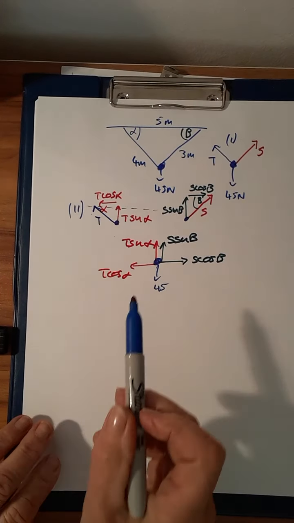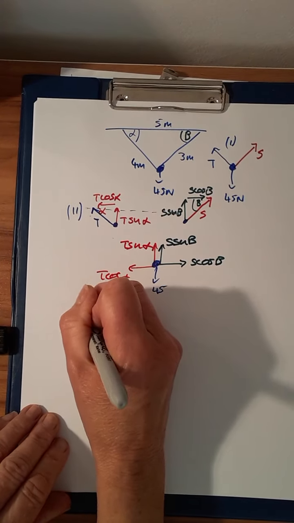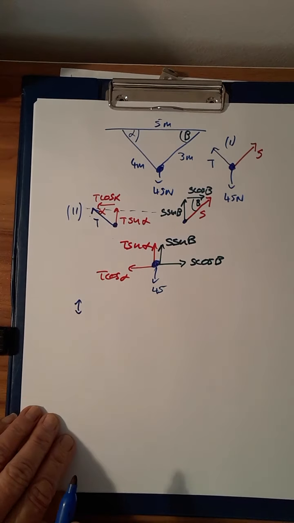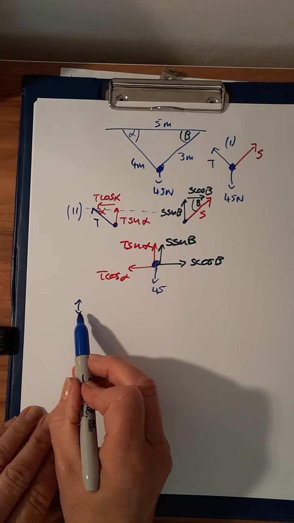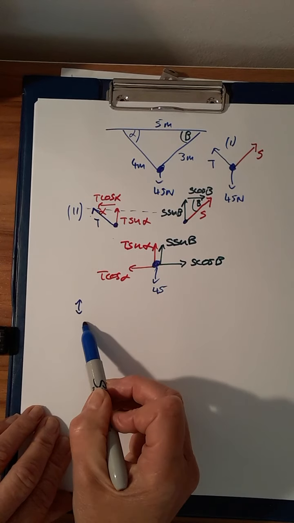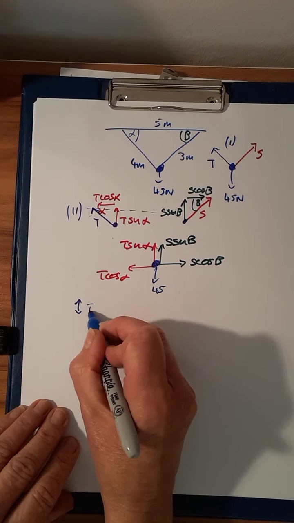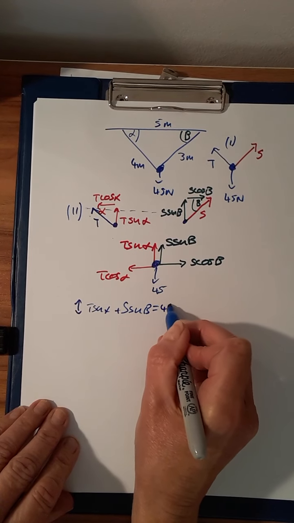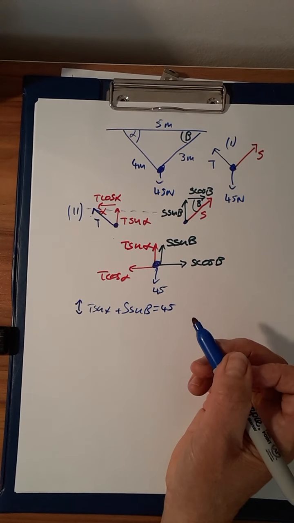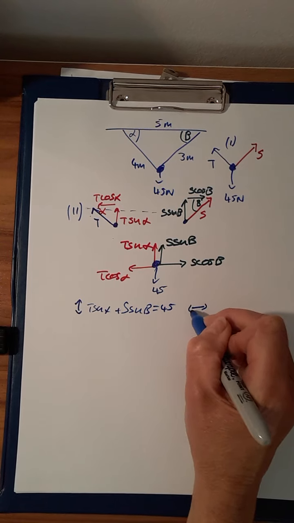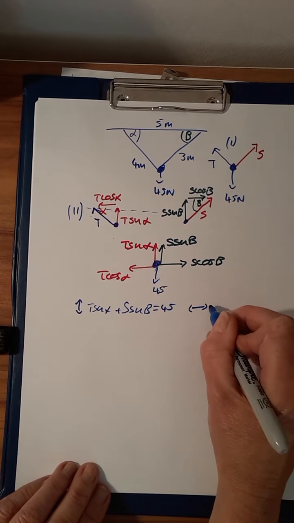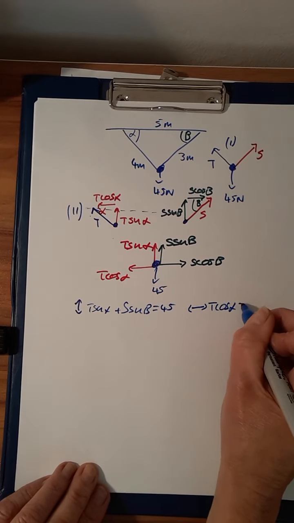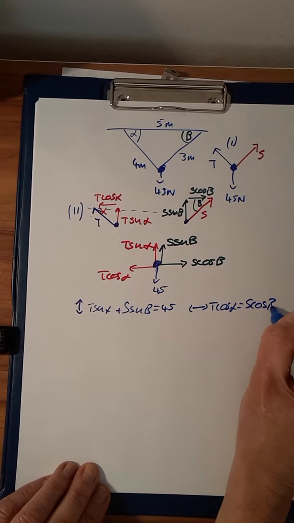Now, from resolving those forces, I'm going to write down the vertical and the horizontal equations. So the vertical, if everything's stable, that means the up and down forces have to be equal. So T sine alpha plus S sine beta must be equal to 45. And the left and rights have to be equal, the horizontal ones. So this is going to mean that T cos alpha must be equal to S cos beta.